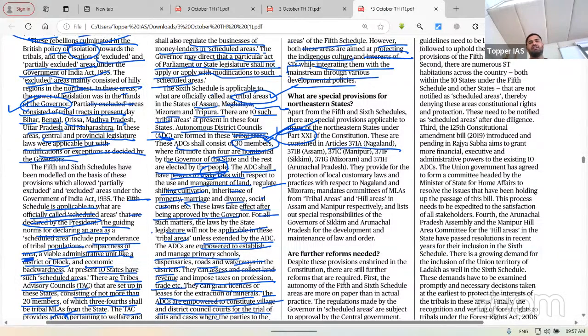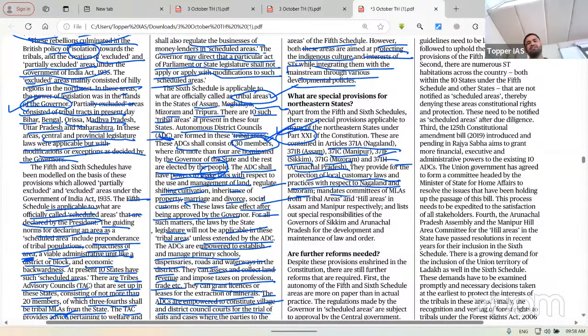371A is for Nagaland, 371B is for Assam, 371C is for Manipur, F is for Sikkim, G is for Mizoram, H is for Arunachal Pradesh. Under these special provisions, they also provide for the protection of local customary laws and practices with respect to Nagaland and Mizoram.